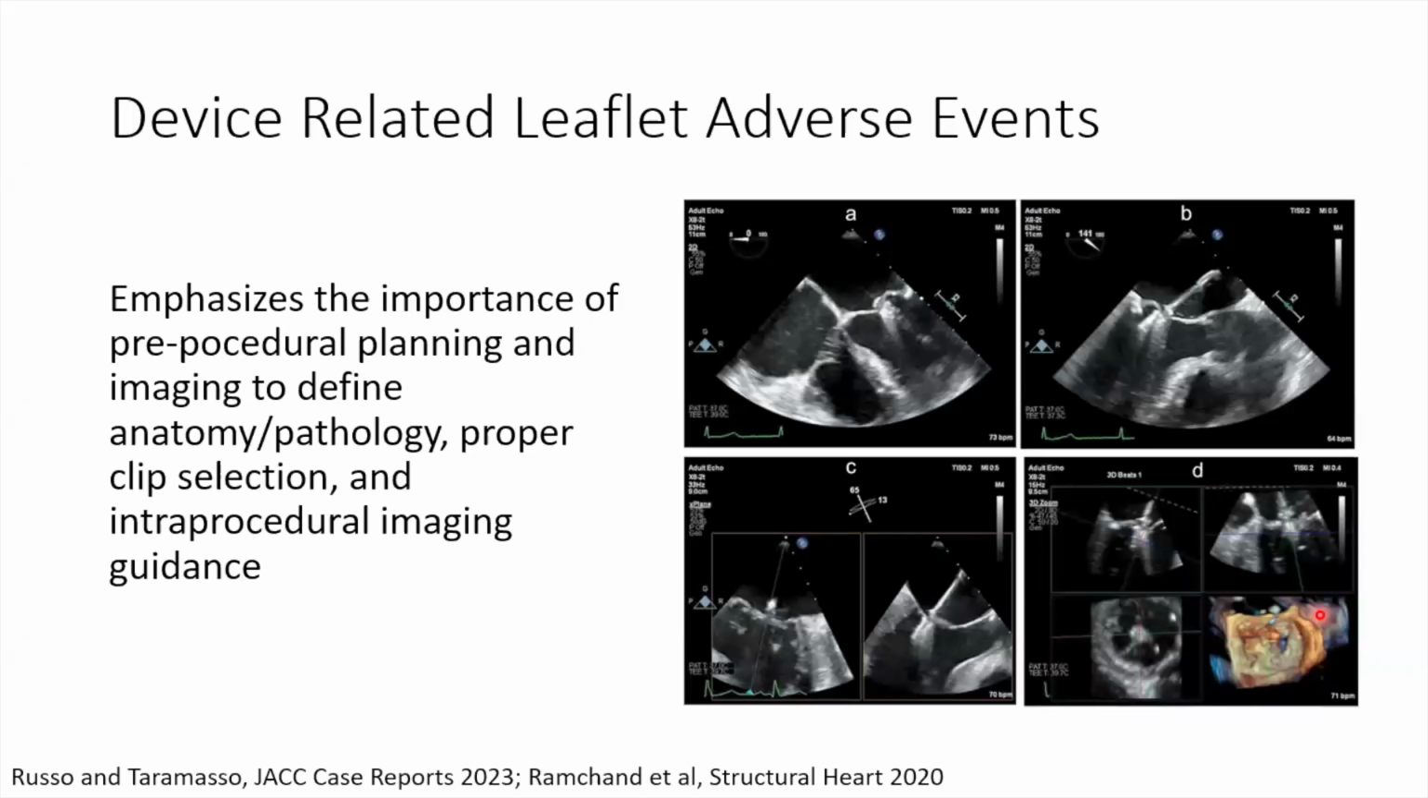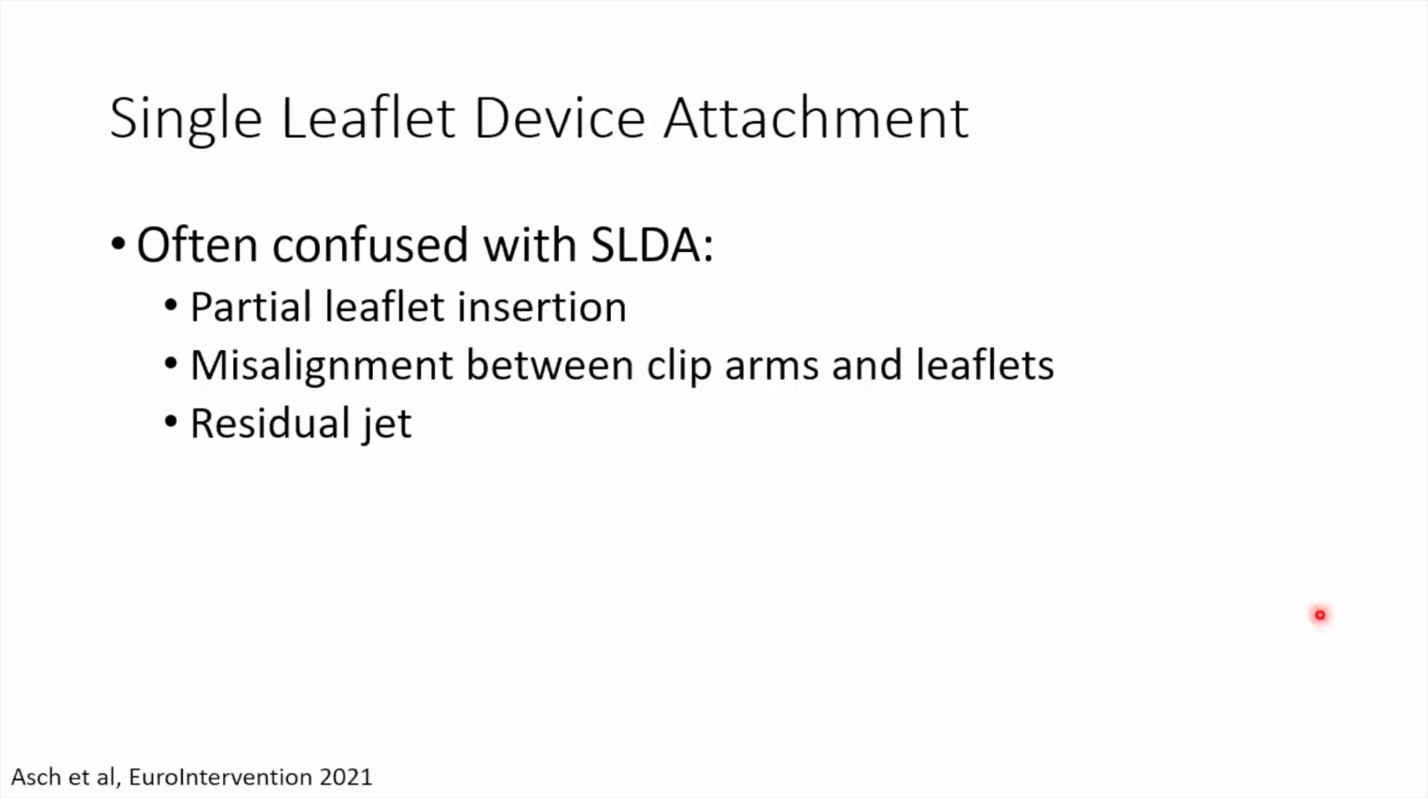But ultimately, I think what I've described really emphasizes the importance of pre-procedural planning with imaging, transesophageal and transthoracic, to really define the anatomy and pathology. You need very clear, proper clip selection for particular patients. Certain types of clips with particular arm lengths are going to be more favorable for certain types of valves. And then the importance of intraprocedural guidance to really get a good grasp to avoid these types of leaflet events is highlighted based on what I mentioned.